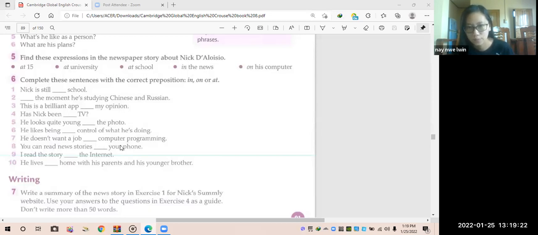On the internet or in the internet? On the internet. Yes. Sometimes we use through the internet, or sometimes you can also use via internet, right? Via internet. Via is the same as through.